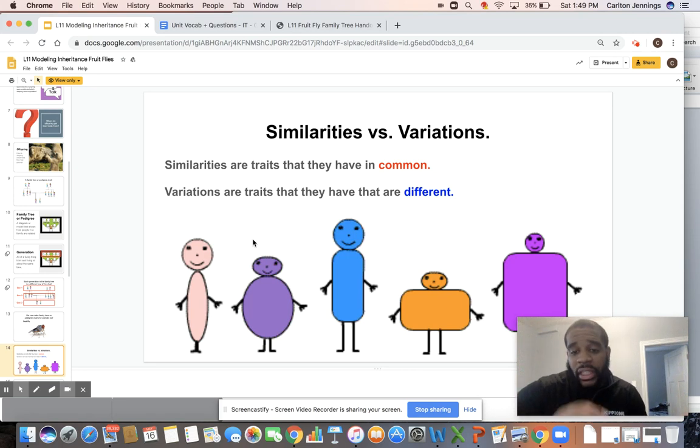So, right here, when we see this picture, we can see different similarities and different variations. Like I can see a rectangular shape, but I also see different variations of rectangles. I see an oval, I see a circle, which is a variation. We can see that some of them have the same circle head, and that is something that's similar.